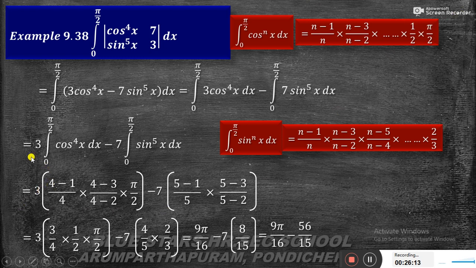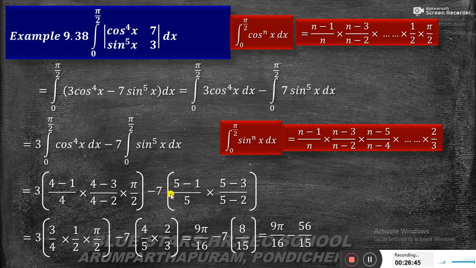So you substitute 3 into the integral from 0 to pi by 2 of cos^4 x dx, minus 7 into the integral from 0 to pi by 2 of sin^5 x dx. So you write the formula (n-1)/n into (n-3)/(n-2) into (n-5)/(n-4). You substitute n equal to 4: (4-1)/4 into (4-3)/(4-2). Next, 4 minus 5 means minus 1 will come, so we stop up to this, the positive answer. 4 is an even number, so you multiply with pi by 2.